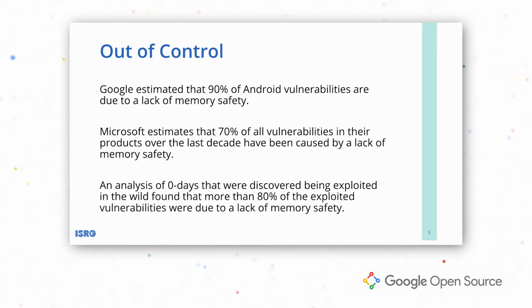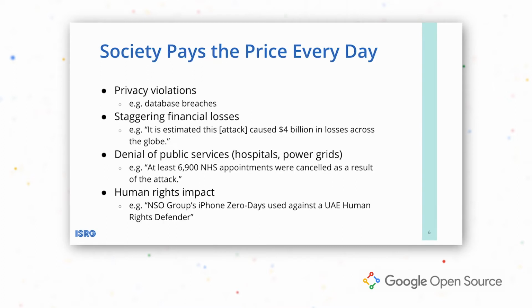The vulnerability situation has gotten a little out of control. Google estimates that 90% of Android vulnerabilities are due to a lack of memory safety. Microsoft estimates that 70% of all vulnerabilities in their products over the last decade have been caused by a lack of memory safety. And whenever you look at lists of 0 days or patch notes and things like that, a huge percentage of the vulnerabilities are due to memory safety. So society pays the price for this every day. It's privacy violations, financial losses, denial of service, human rights impact. These vulnerabilities have a real impact on people's lives and our society.